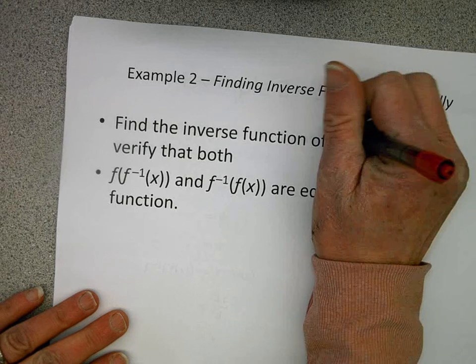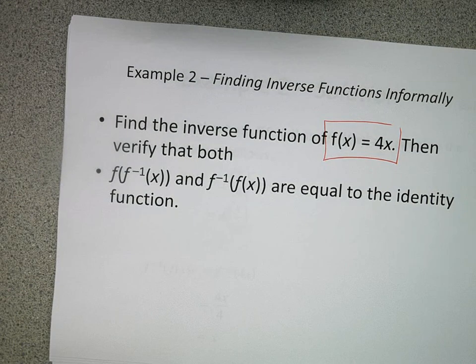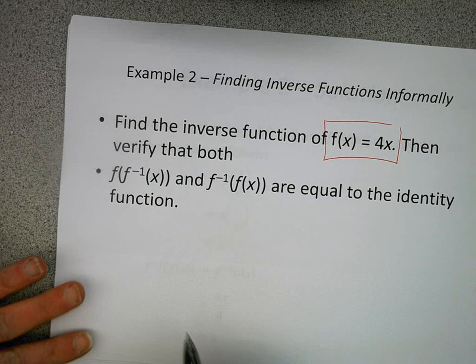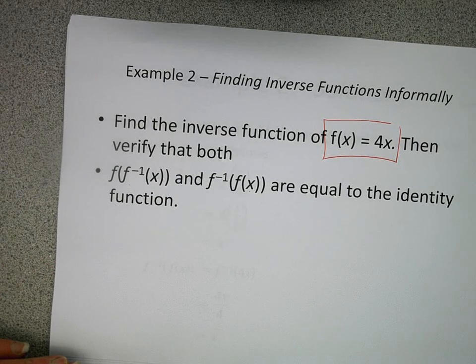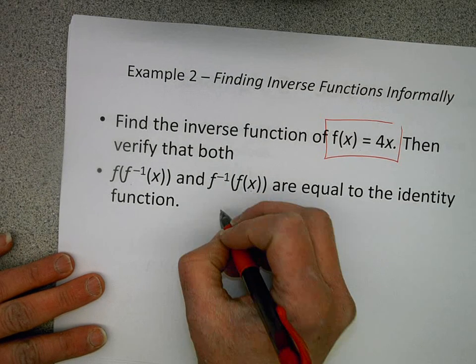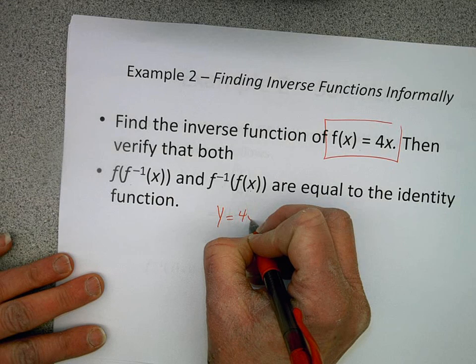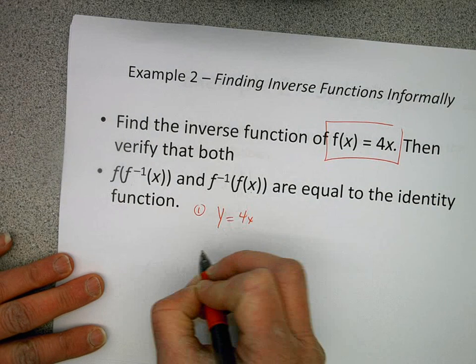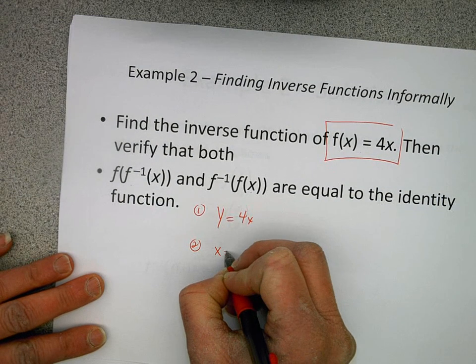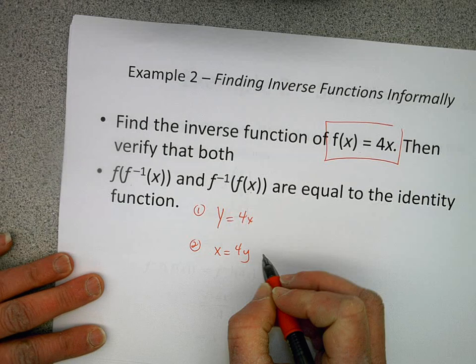Here's a function, and we're going to try the inverse, and then we are going to verify that they're inverses of each other, by looking at this, not plugging a number in. So again, the first step is to make it y equals. That's number 1. Number 2 is to flip your x and y, and then solve for your new y.